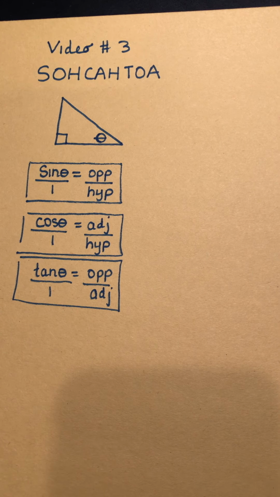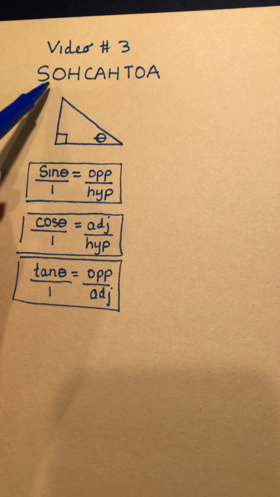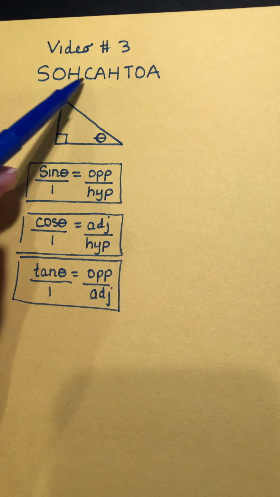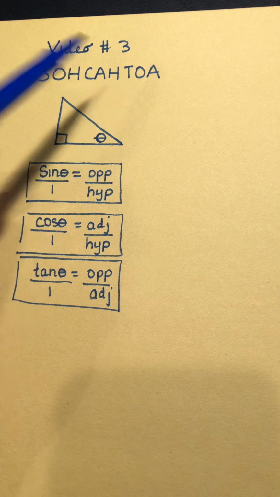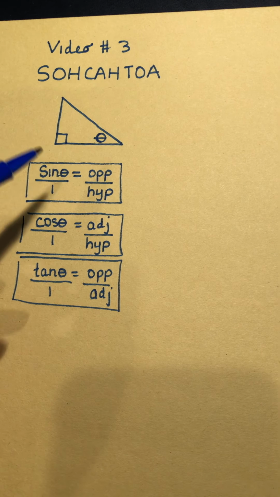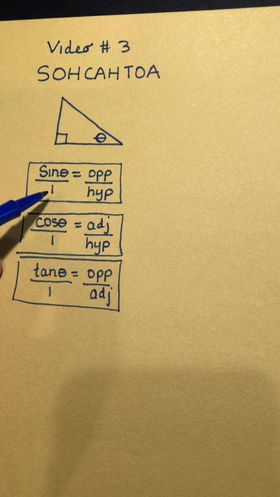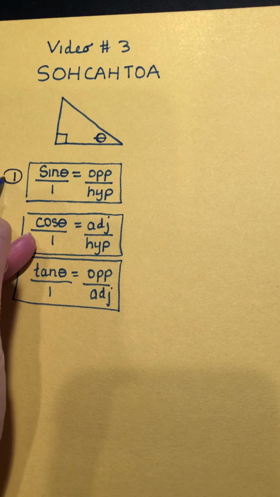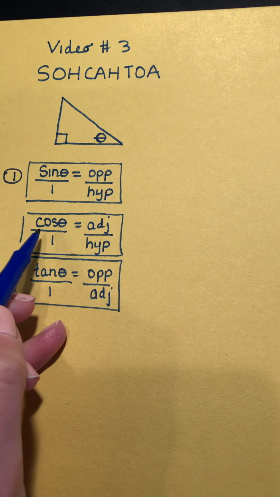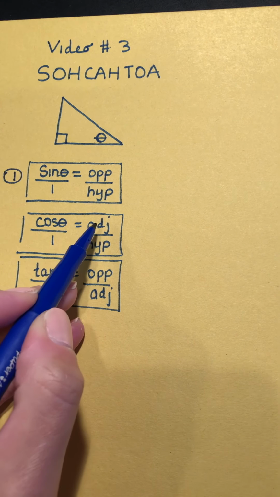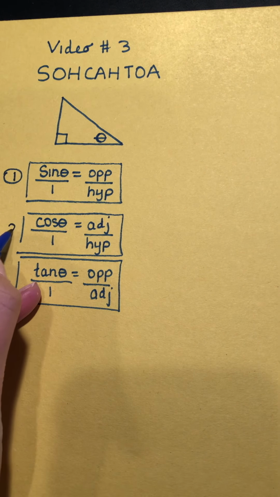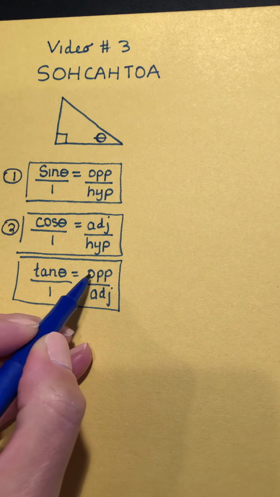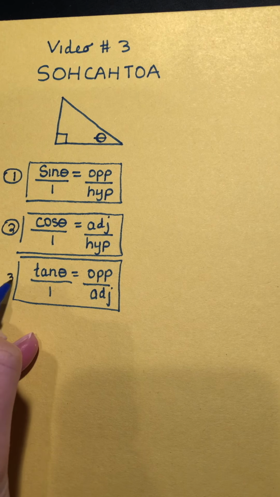In the last video, we talked about the word SOHCAHTOA, and we saw that it helped us get the 3 important formulas that we'll need. The first formula is sine of theta over 1 equals opposite over hypotenuse. I'm going to call that formula 1. The second one is cosine of theta over 1 equals adjacent over hypotenuse. And finally, tangent theta over 1 equals opposite over adjacent.